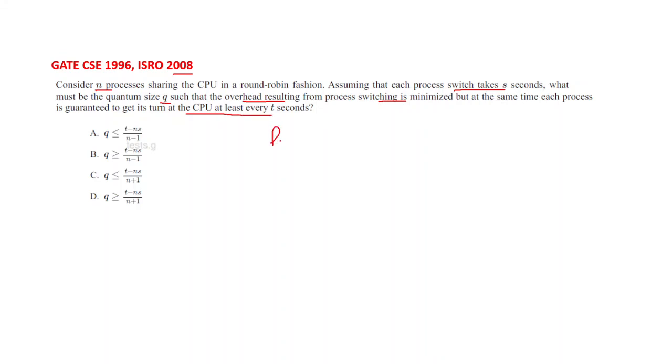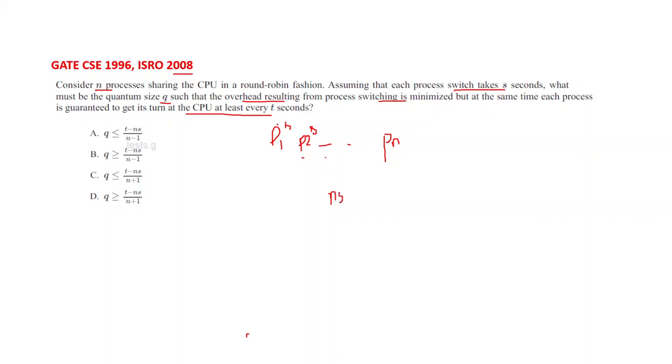Now there are processes from say P1 to say Pn. So let us consider that P1 has finished its execution. So P1 will have a switching time of s, and then P2 will be dispatched to the processor. Again after P2 is done, P2 will have another s amount of switching time. So there are n processes, so the total switching time needed in this case will be n into s.